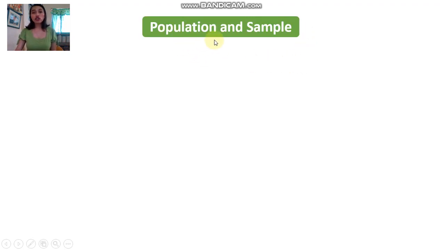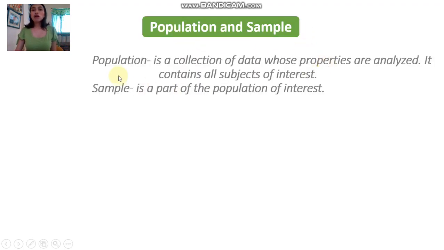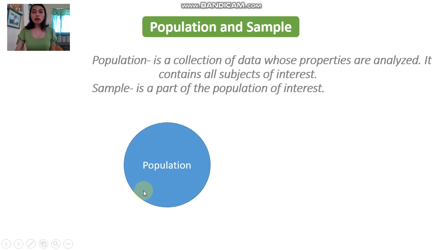Good day. Let's talk about population and sample. By definition, population is a collection of data whose properties are analyzed. It contains all subjects of interest. Sample is a part of the population of interest. This is the population, which contains all subjects of interest.